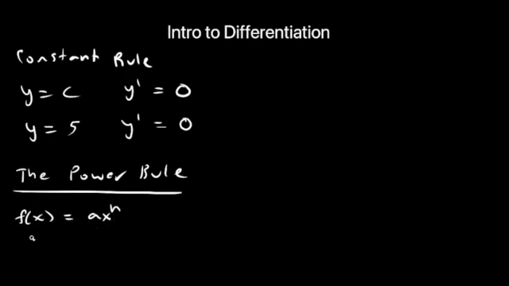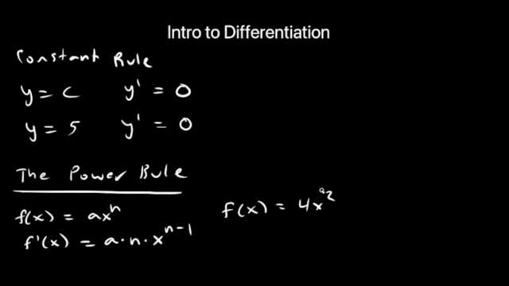And so by the power rule, f prime of x is equal to a times n times x to the power of n minus 1. So what we're doing here is we're multiplying the coefficient by n and also subtracting 1 from n. Alright, so quick example. Say we have a function f of x is equal to 4x squared. Then you take 2, bring it down to multiply with the 4, and you subtract 1. So f prime of x will give us 8x to the power of 1, or just 8x.